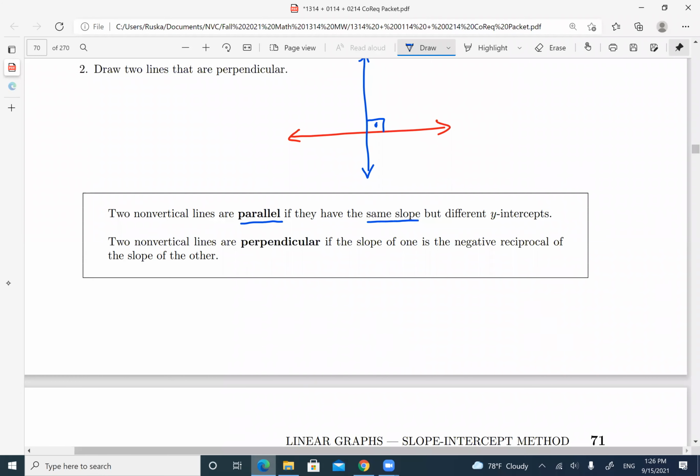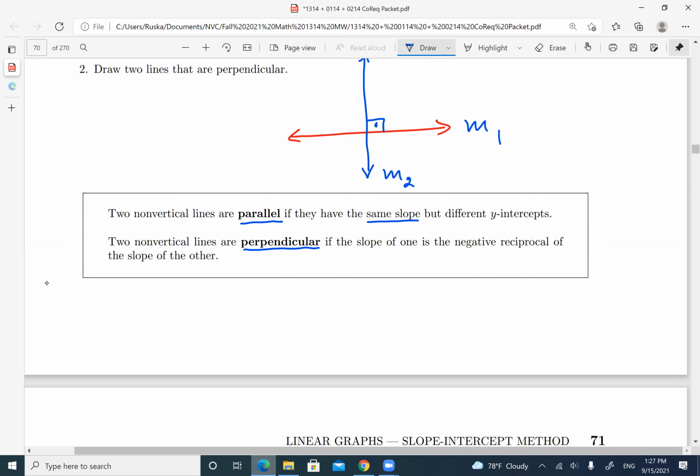Now, two lines are perpendicular. This is the definition and also the property of perpendicular lines: if the slope of one is the negative reciprocal of the other one. So here, let's say I have these two, slope 1 and slope 2. We have two slopes, right?